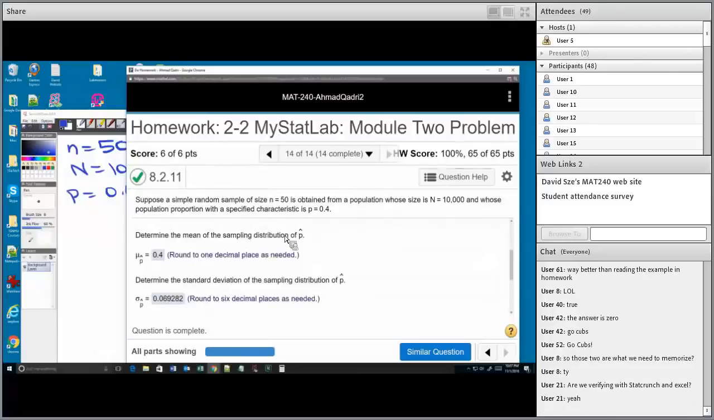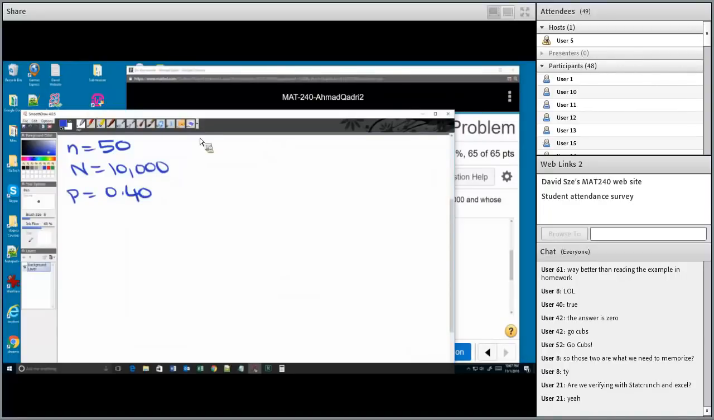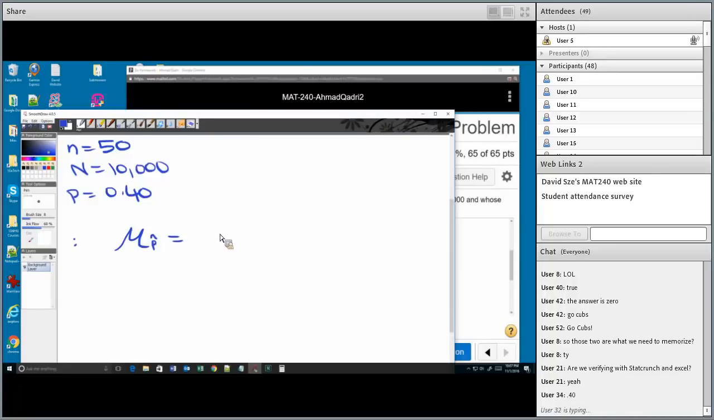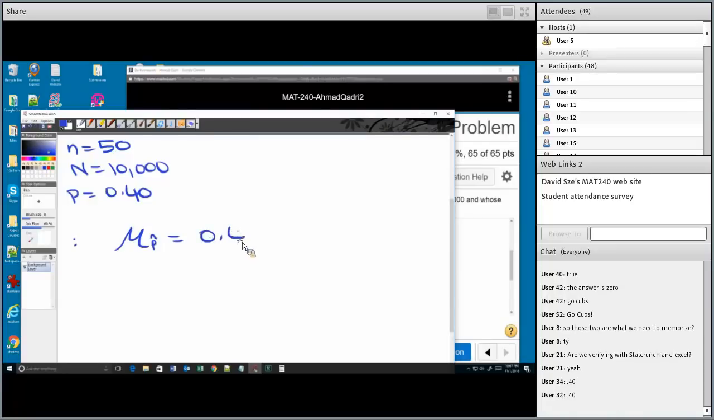Okay, so now let me ask you, since we can use a normal model, what is my mu p hat, which is the mean of the normal distribution that we're going to use? What is that equal to? Very good. It's just 0.4, 40%, whatever the p is given to you. How about the sigma p hat? What is that equal to?